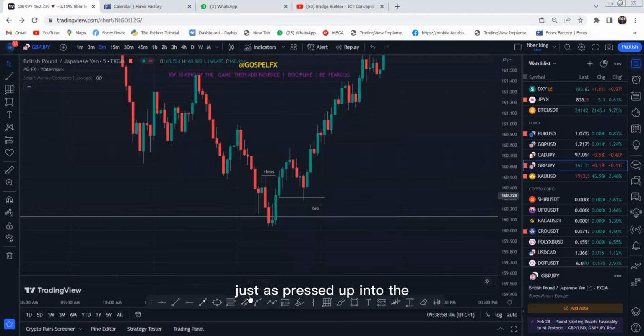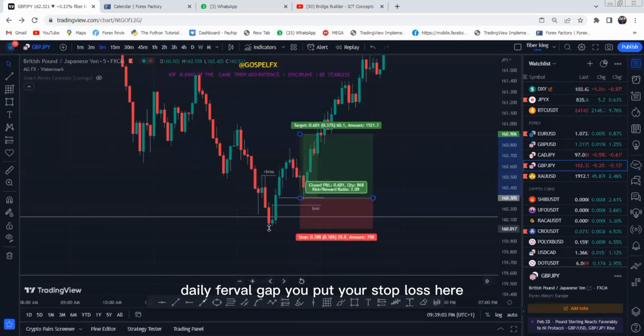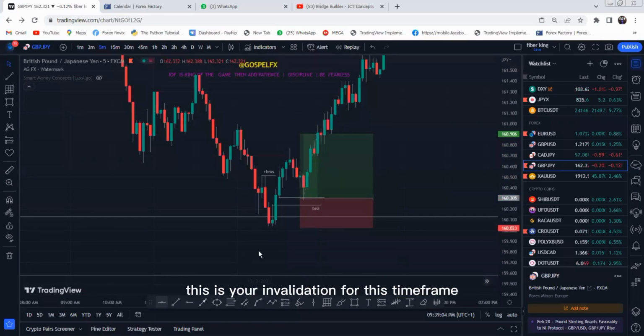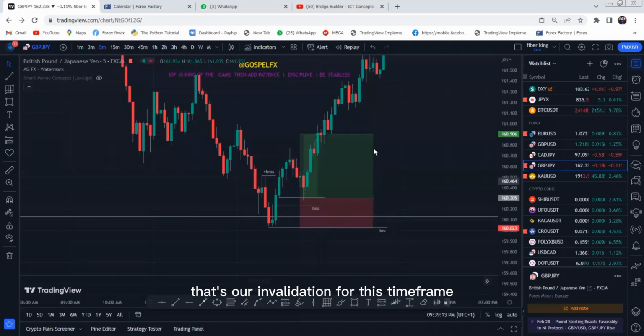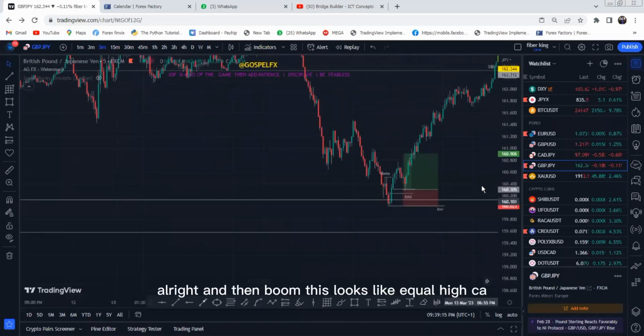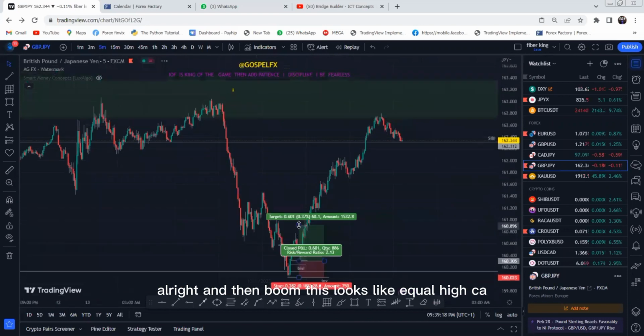Just as price taps into the daily fair value gap, you put your stop loss here. This is your invalidation for this time frame. Okay, invalidation. That's your invalidation for this time frame. All right, and then boom.